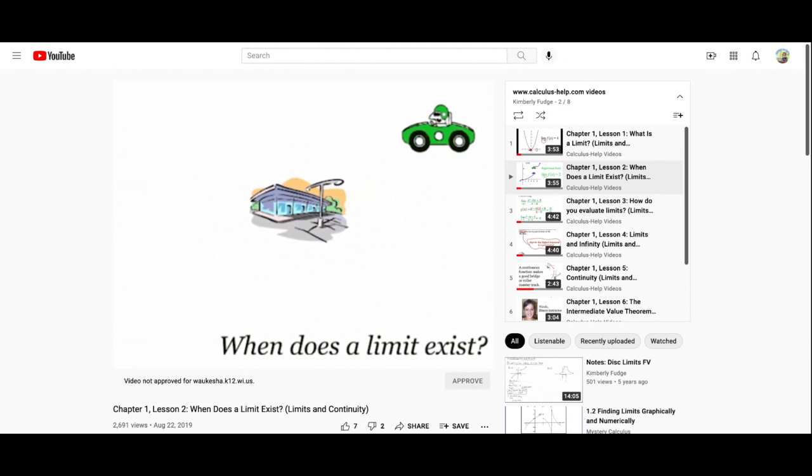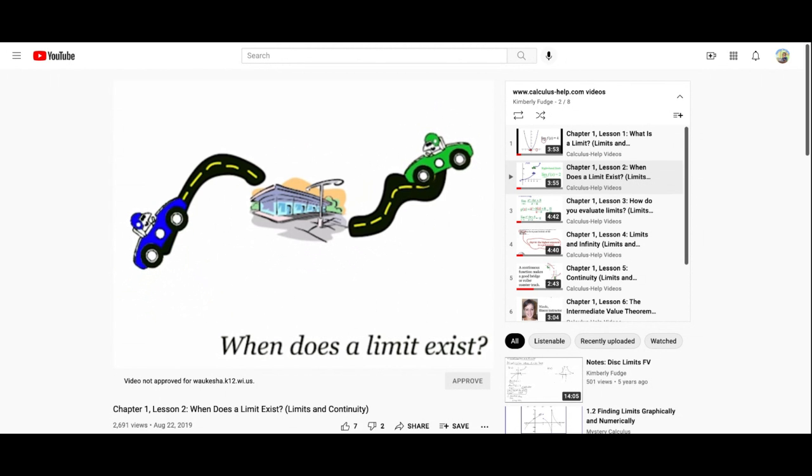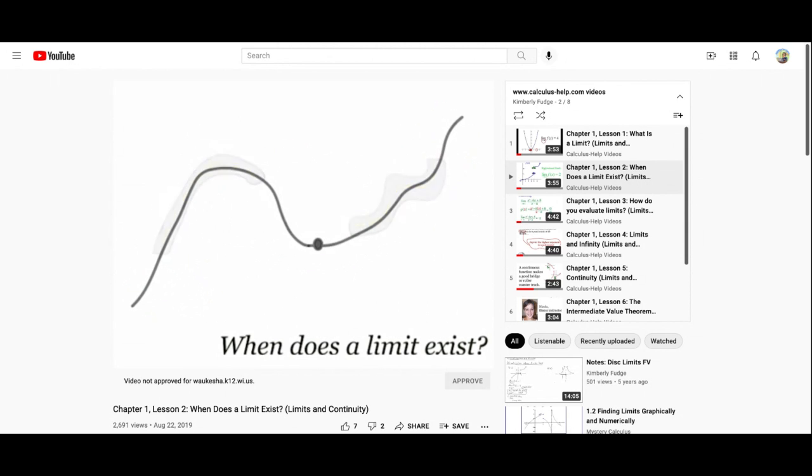If you live east of the diner and your friend lives west of the diner and you both want to drive to meet there, ideally, the roads which lead to the diner will lead you to the same place. If you travel towards the diner from the right, or east, and they travel towards the diner from the left, you should meet up in the same place. Mathematically, this is basically what a limit is.